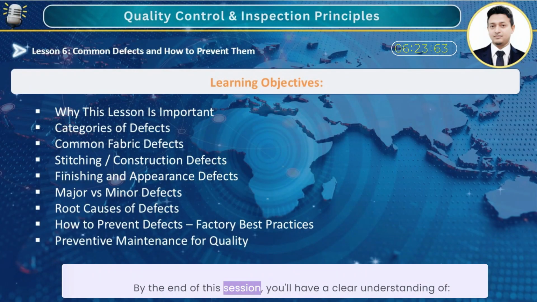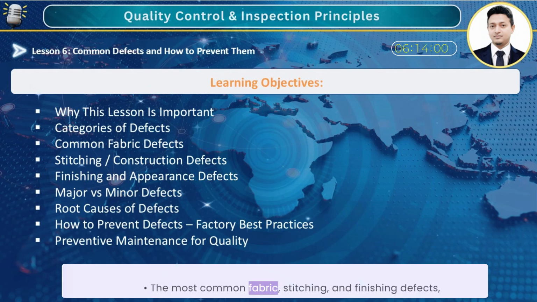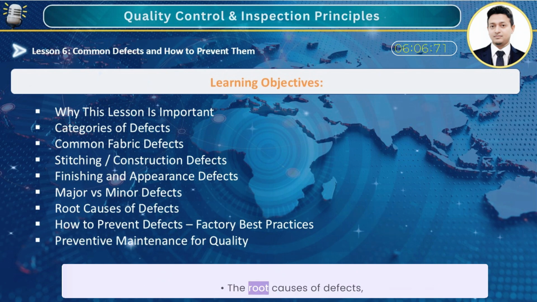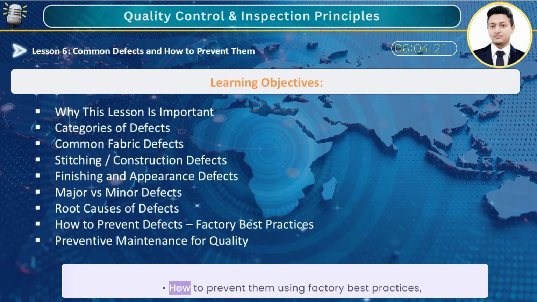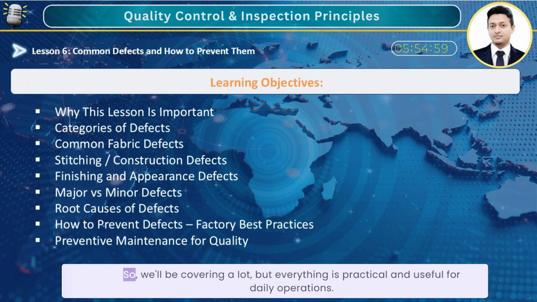By the end of this session, you'll have a clear understanding of why this lesson is important. The categories of defects. The most common fabric, stitching, and finishing defects. The difference between major and minor defects. The root causes of defects. How to prevent them using factory best practices. And finally, the role of preventive maintenance in ensuring quality. So, we'll be covering a lot, but everything is practical and useful for daily operations.